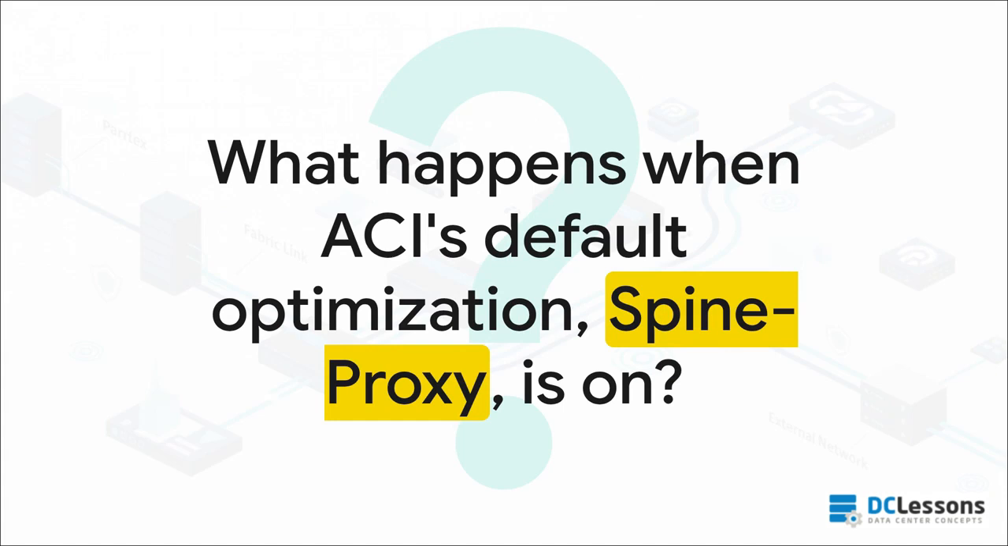Now, by default, ACI is built for crazy efficiency. It has this really clever feature called Spine Proxy that's designed to stop flooding unknown traffic all over the place. It tries to be smart about it, proxying ARP requests and dropping unknown unicast packets. But here's the catch. That very optimization can cause huge headaches when you're connected to an external network.